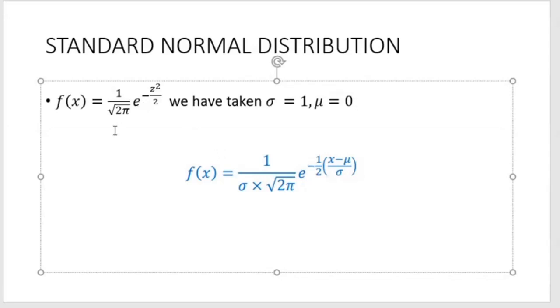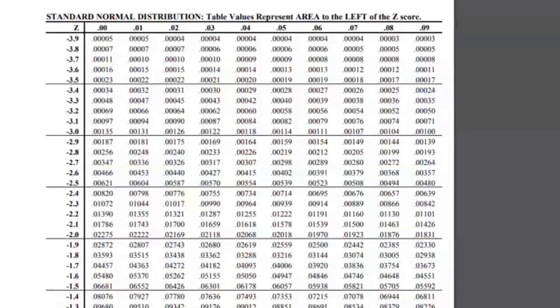Again, if you take the values x equal to 0, 1, 2, 3, 4, this formula will be too difficult to calculate. So in the book you can find the standard normal distribution table. It will have two pages.